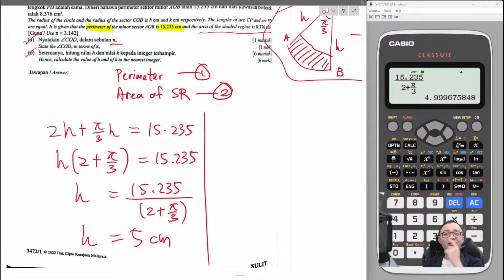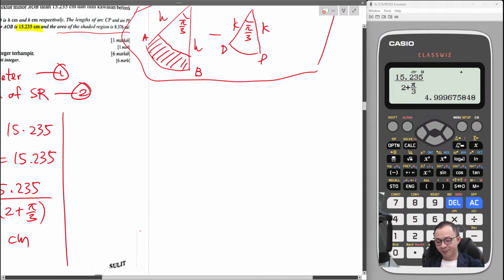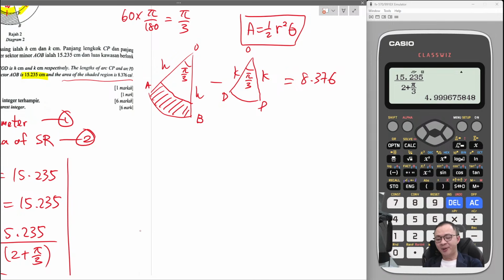Okay, after I got my H, now I will just use the area of shaded region to form the second equation. So, area of shaded region is here, right? It's equals to what? 8.376 according to the question. So the big one, I already know H, right? I substitute H, is 5.